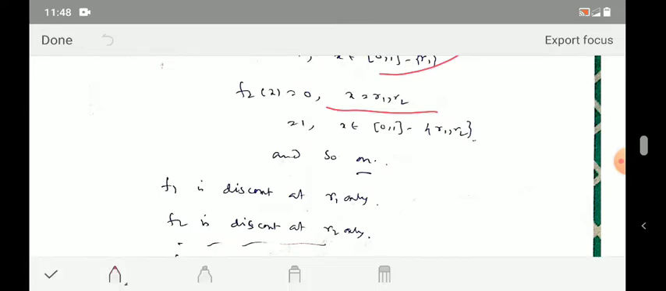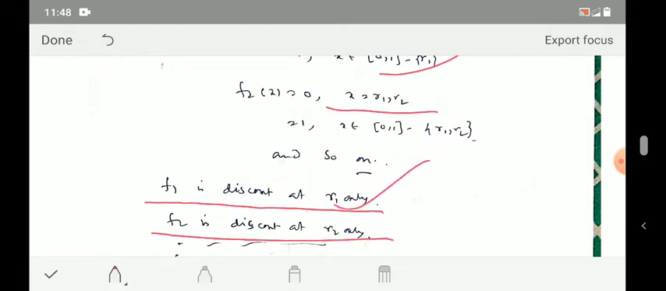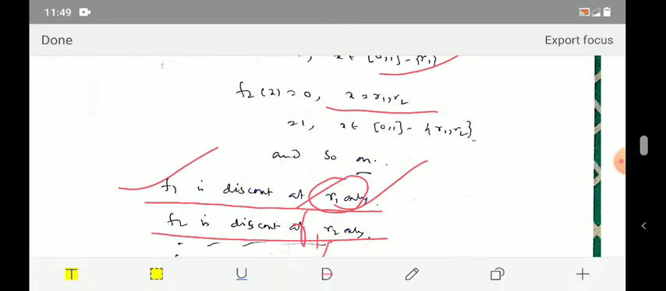So f1 is discontinuous at r1 only, f2 is discontinuous at r2 only. Since the point of discontinuity of f1 is only one, that is finite, therefore f1 is Riemann integrable. The points of discontinuity of f2 are r1 and r2, therefore f2 is Riemann integrable.